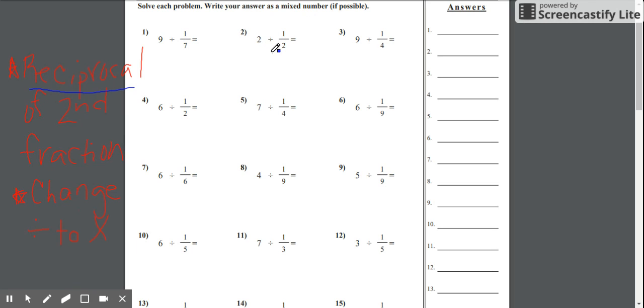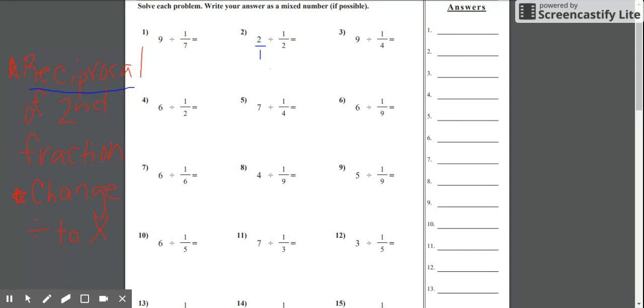So I have 2 divided by 1/2. Now, as we discussed in the previous multiplying fractions video, to change a whole number to a fraction, I simply put a 1 under it as a denominator. So now I have 2 over 1 divided by 1/2.